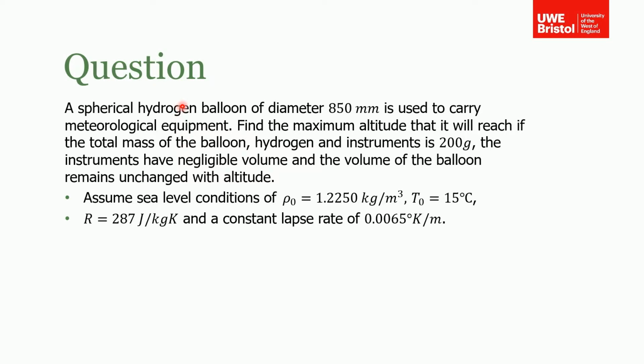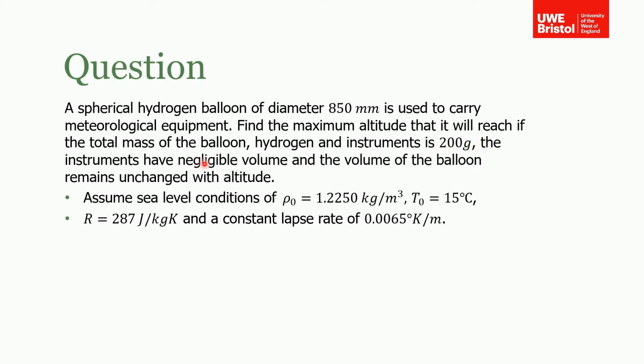This question's a little bit more involved. And so what we need to do in here is we're told we've got a spherical hydrogen balloon. And we're told the diameter of this balloon, and we're told it's used to carry some equipment. And what we have to do is find the maximum altitude that it will reach if the total mass of the balloon and all the instruments is 200 grams.